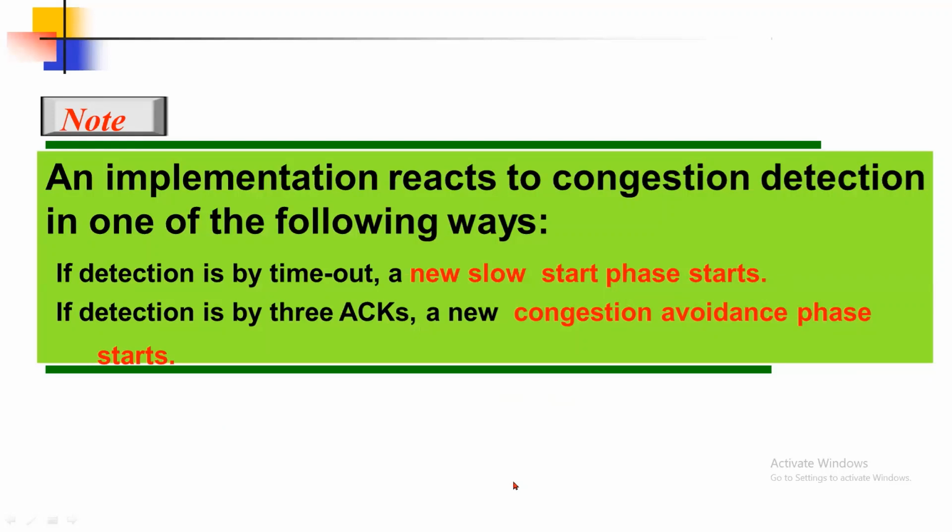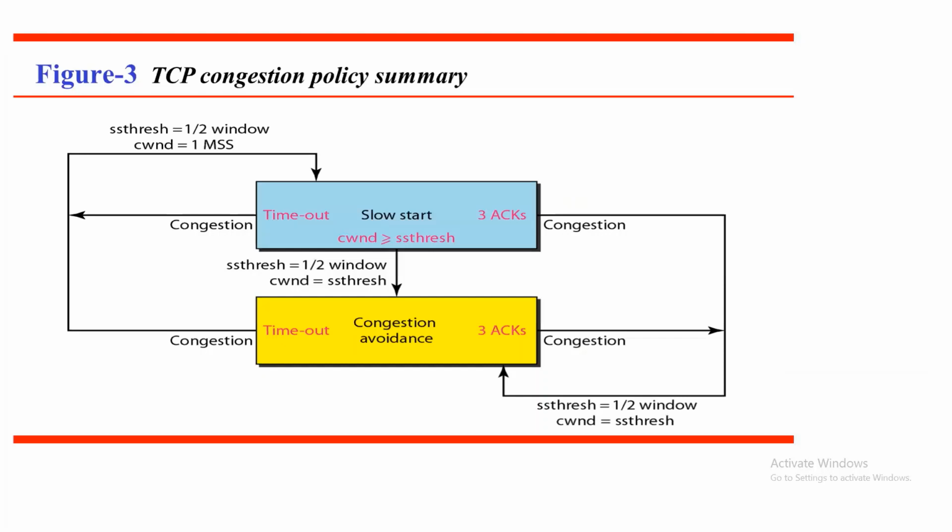From this, you can understand that TCP congestion detection can be done in 2 ways. One is if the retransmission is by timeout, then it starts the slow start phase. And if the TCP retransmission is because of 3 duplicate acknowledgements, then it enters the congestion avoidance phase. So this is the summary of the TCP congestion policy.